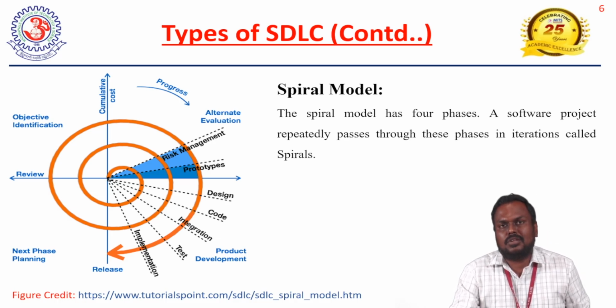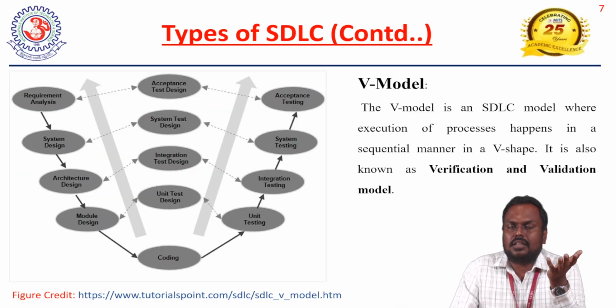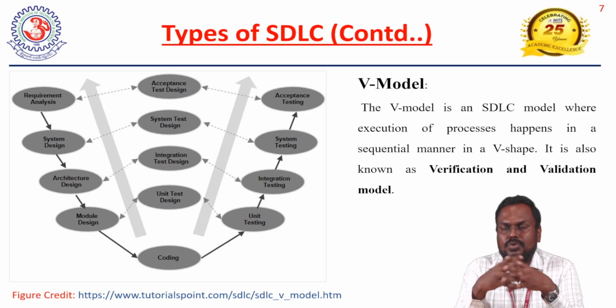This is also called the evolutionary model. It keeps on evolving and giving you, once the release is over, you will work on it. Then again, if you want to add, you will go for the next version. Like that, the software keeps on growing. As we see in the spiral model, this is usually what we do in day-to-day life.